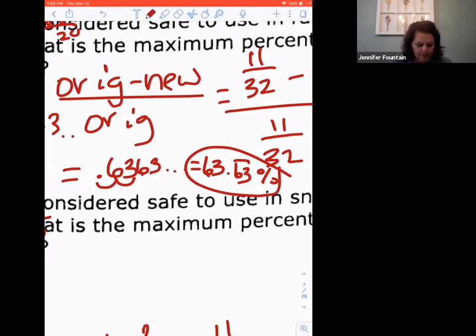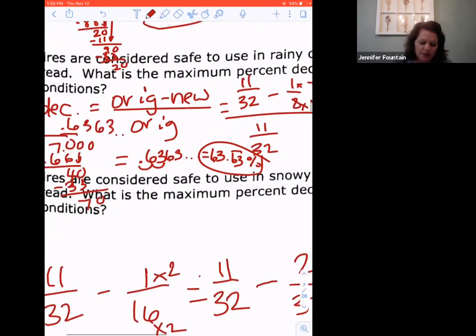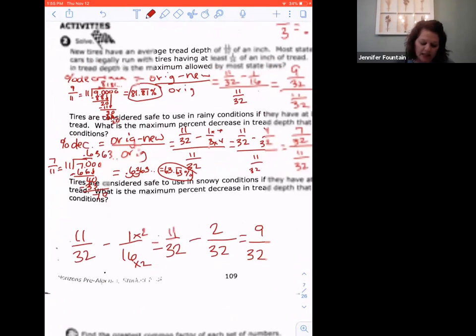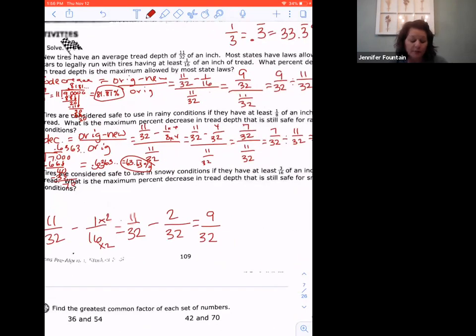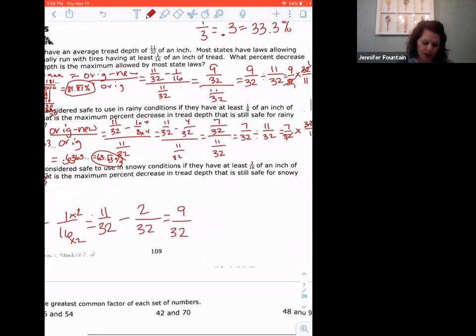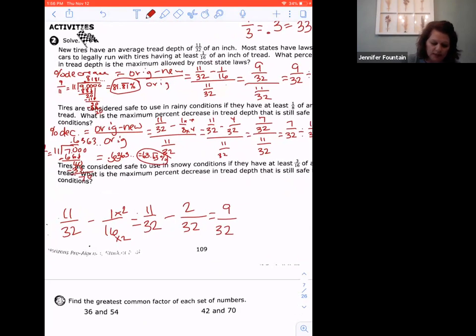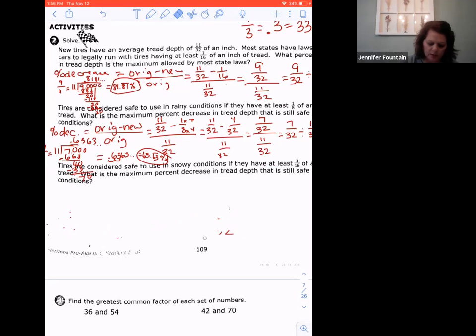And then the last one. Tires are considered safe to use in snowy conditions if they have at least 3/16 of an inch of tread. What is the maximum percent decrease of tread depth that can still be safe in these conditions? So I'm going to erase this at the bottom so I've got some room to work.